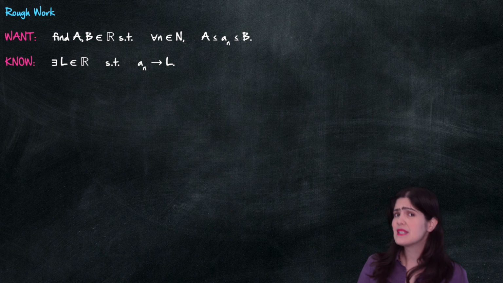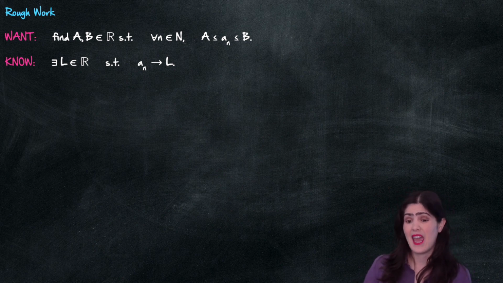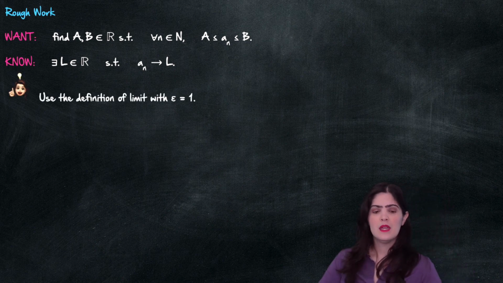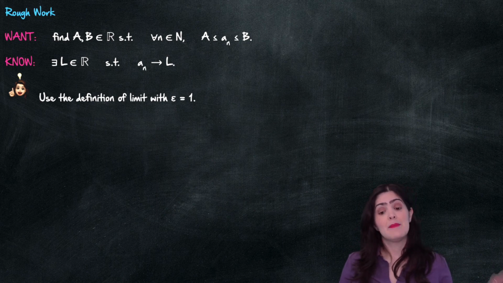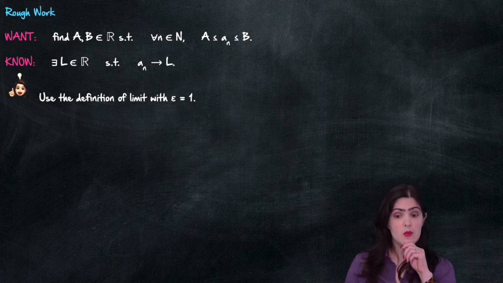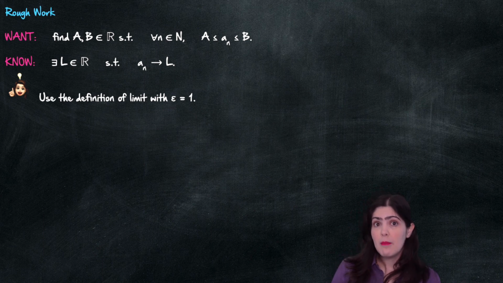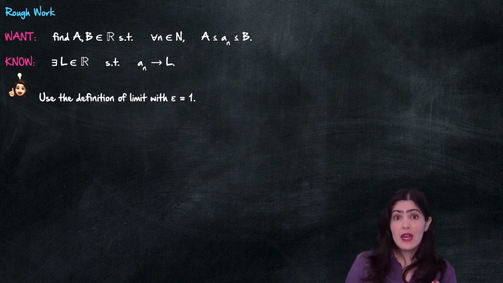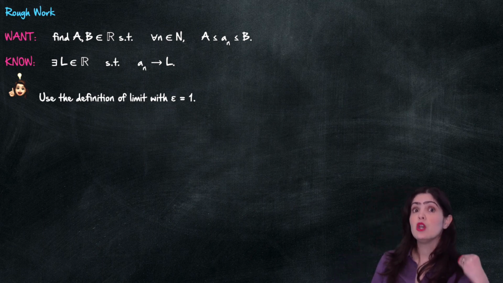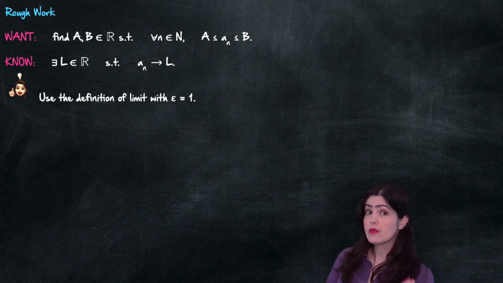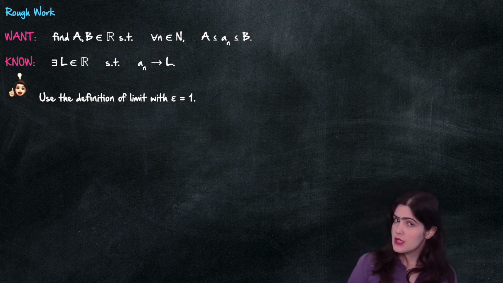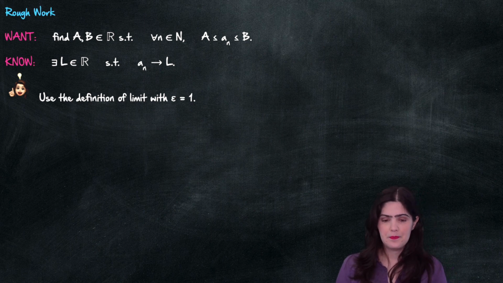And I know that there exists a real number L such that a_n converges to L. So the idea is I'm going to use the definition of limit with epsilon equals 1. And remember, I said it before, here I can pick the epsilon because I am using convergence, not proving convergence. So I'm going to use the definition with epsilon equals 1.